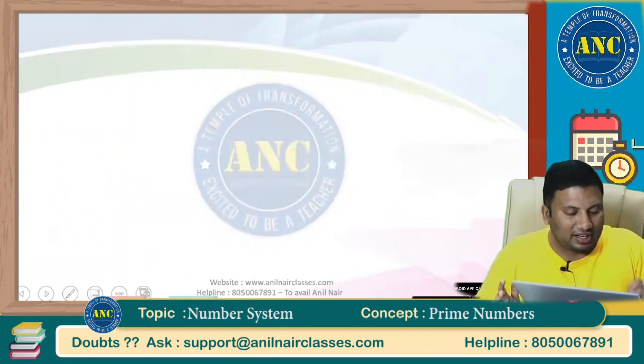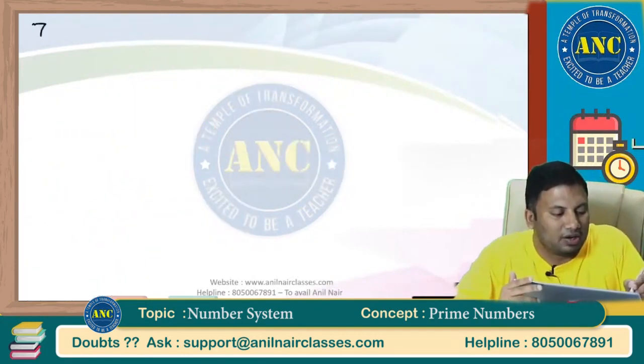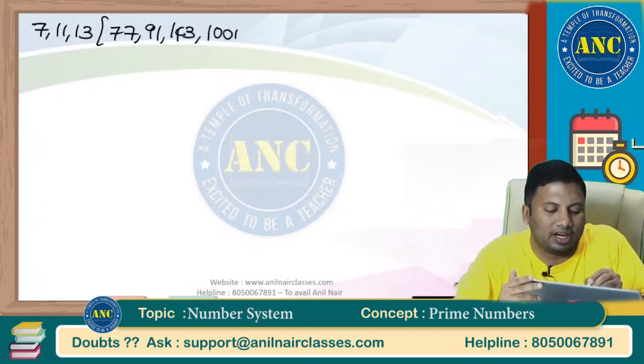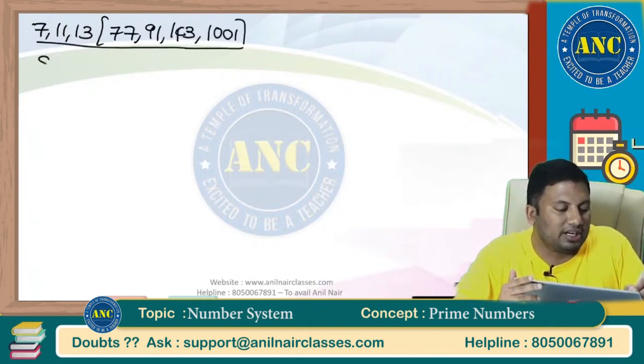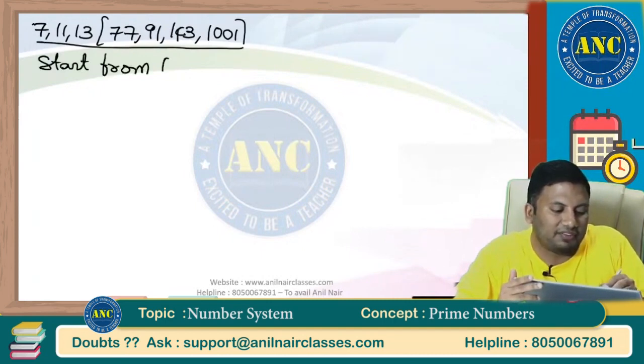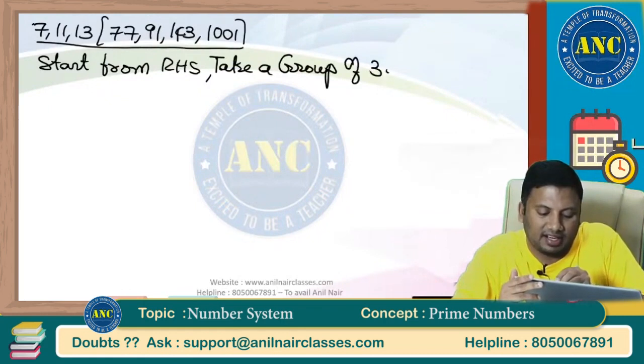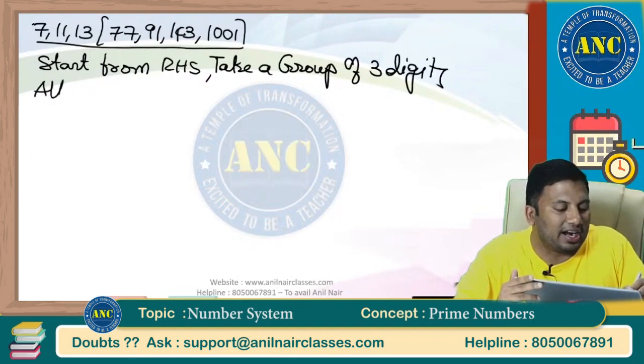First, we will write the rule. Divisibility rule for 7, 11, 13: 7 into 11 into 13. What is the divisibility rule? Start from right hand side. Take a group of 3 digits. Alternatively add and subtract.